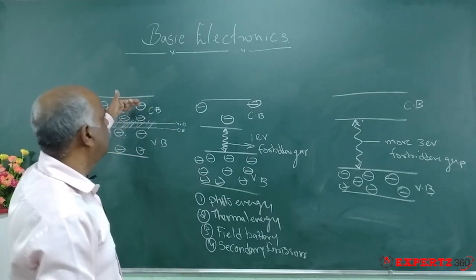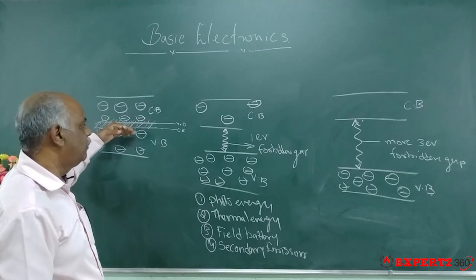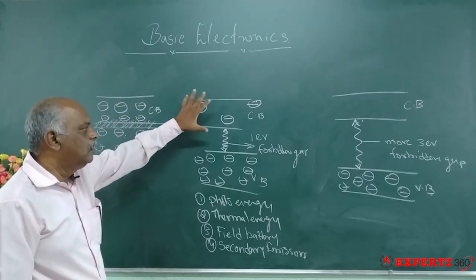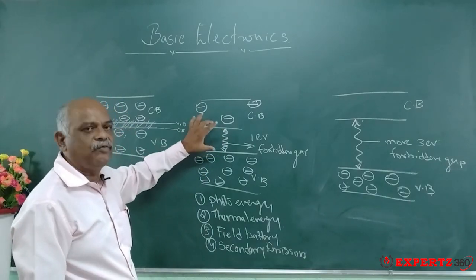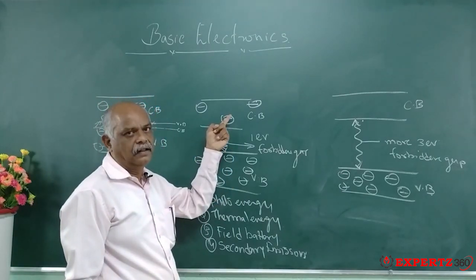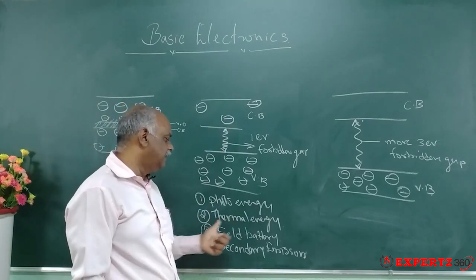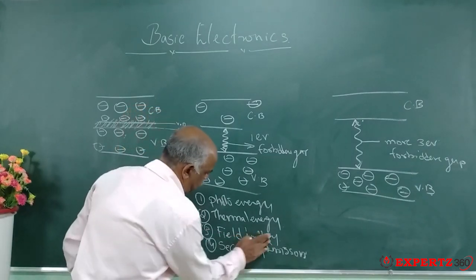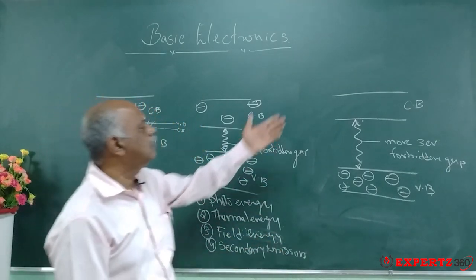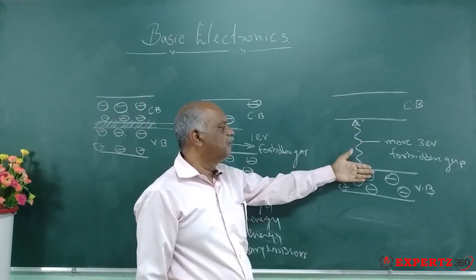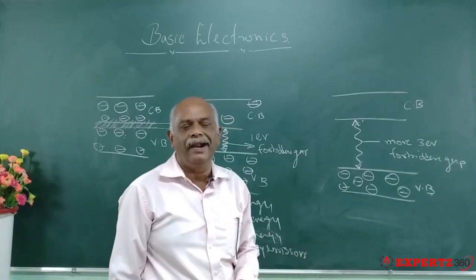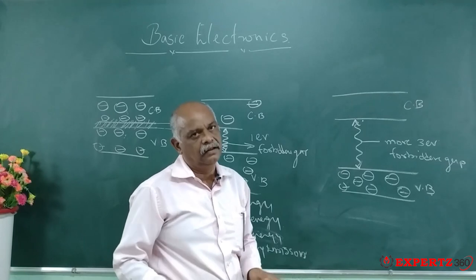See, once more I will tell you, in the first material the conduction band and the valence band overlap each other. Therefore, the electrons in the valence band can easily jump into the conduction band, and the conduction band contains plenty of free electrons. Now, in the second, there is a small gap between the conduction band and the valence band, which we call the forbidden gap. Therefore, the electrons which have attained 1 electron volt of energy can jump into the conduction band. And this 1 electron volt energy can be attained by photo energy, thermal energy, field energy, that is a battery, or secondary emission. And this is the third material. The forbidden gap is more than 3 electron volt, so it is impossible for an electron to jump from the valence band to the conduction band, and the conduction band is empty of free electrons. Clear?